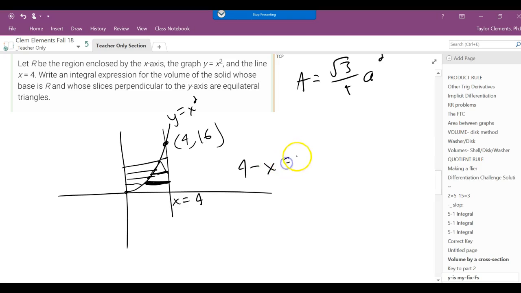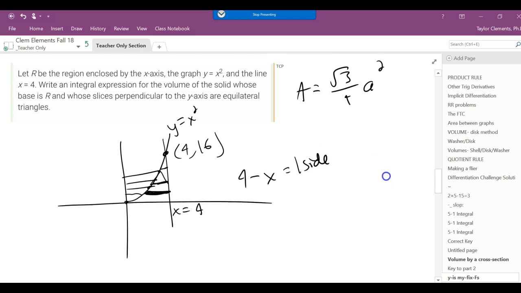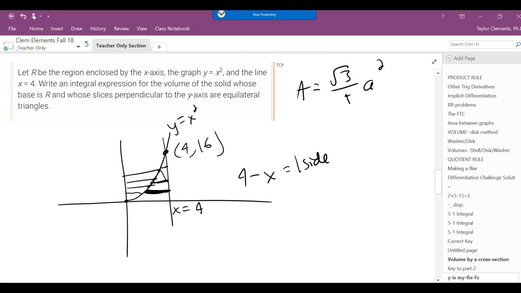That would give me the one side. So that's the a value for this. But since these are horizontal and doing dy, I need to know how to put this in terms of y. So let's see, I look up here. x equals the square root of y. So it'd be 4 minus the square root of y. That's going to be that distance right here each time.